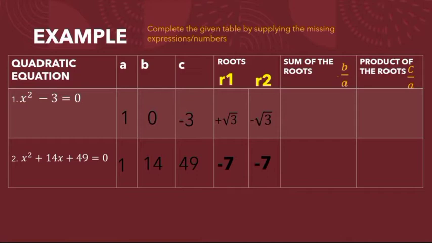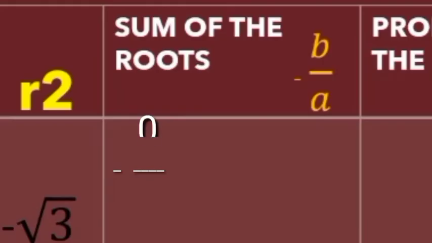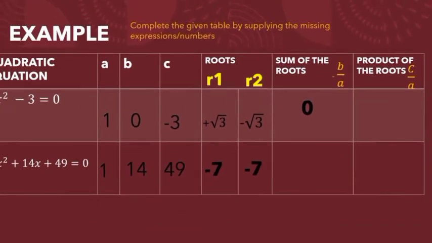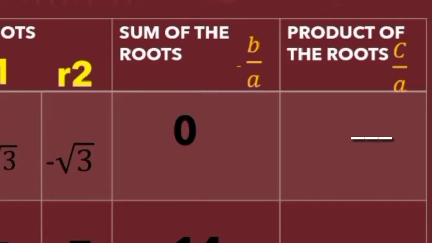Now, kunin natin yung sum of the roots gamit yung a, b, and c. So, yung sum of the roots is equal to negative b over a. So, negative 0 all over 1 is equal to 0. Remember, 0 divided by a number is always 0. Next, number 2. So, negative b over a. So, negative 14 over 1 is equal to negative 14.